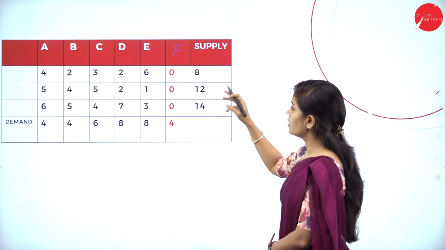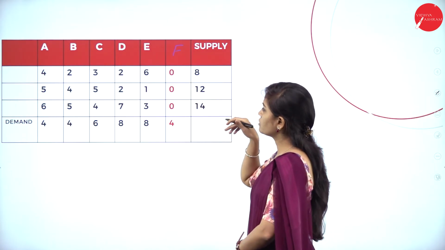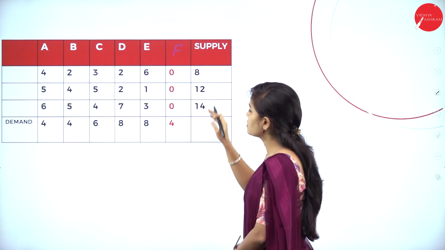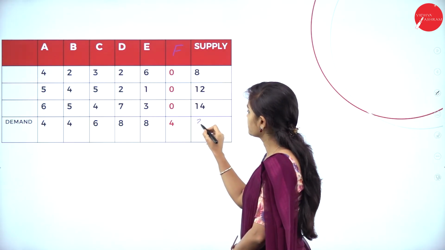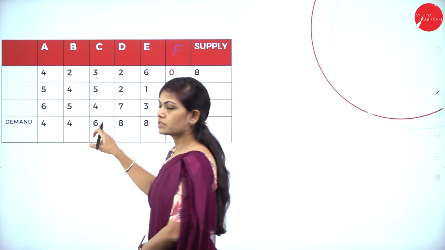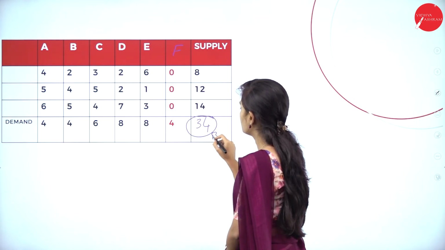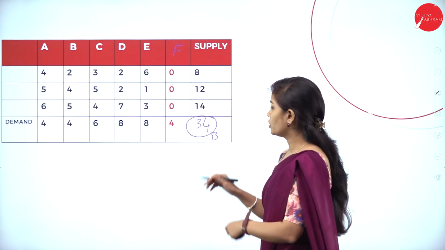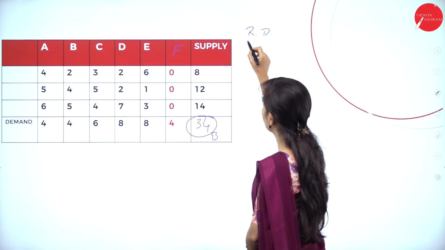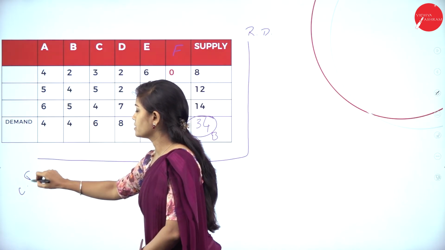Column name is F. I have added it with a 0 matrix. So now you can cross verify this. Here 12 plus 8 is 20, 20 plus 14 is 34, and 24, 6 is 30, 30 plus 4 is 34. Now it is a balanced problem, right? So now you can proceed further. Find the row difference and column difference.